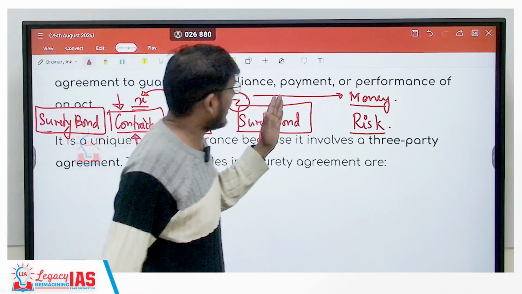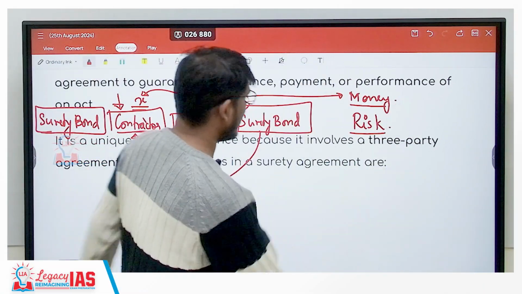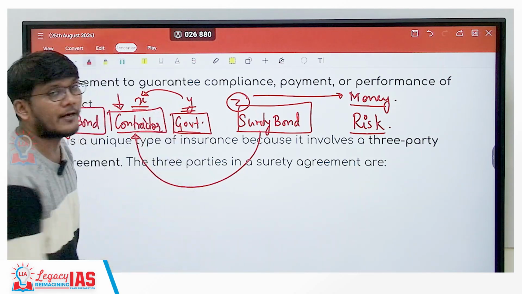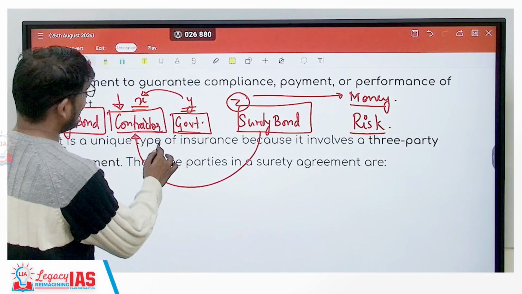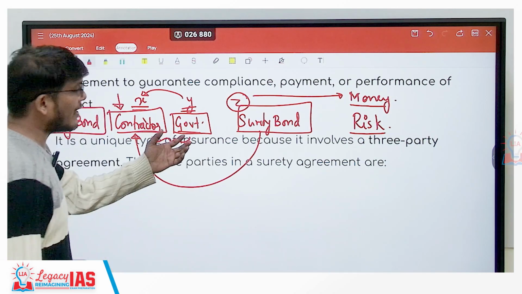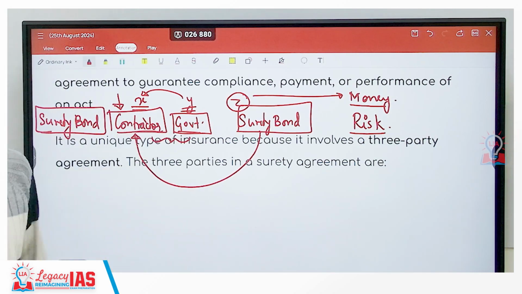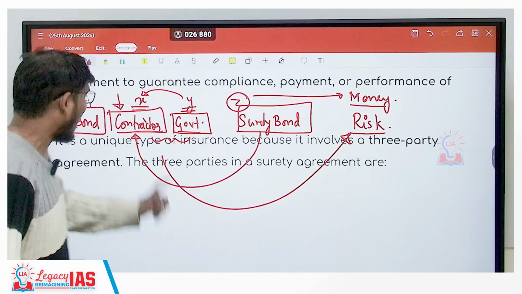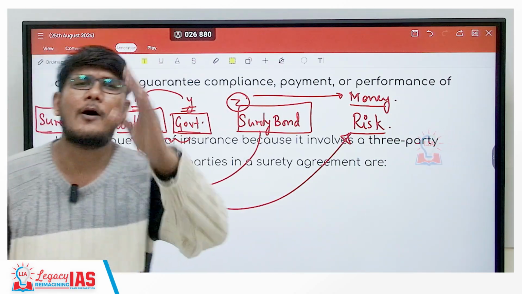So the risk is now for the financial institution. And whose risk was that initially? Initially it was the risk of the government and the contractor. So basically the government's risk, if the job does not get performed, has been now transferred to the financial institution by the contractor by paying some amount of money.